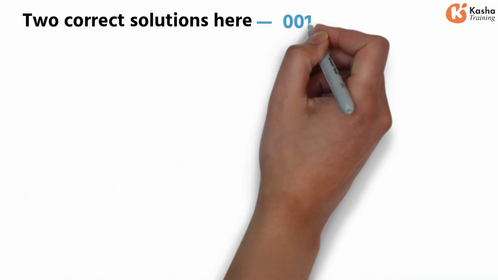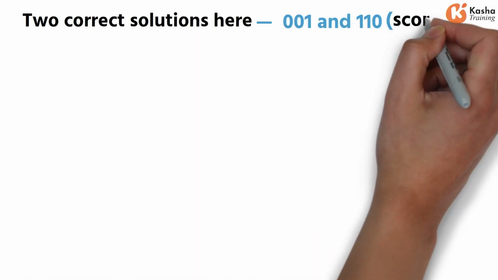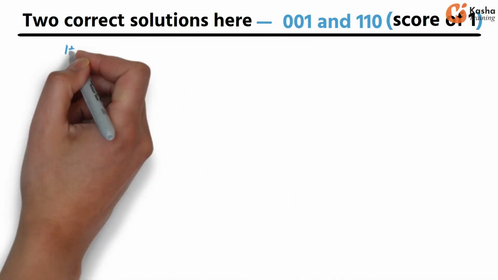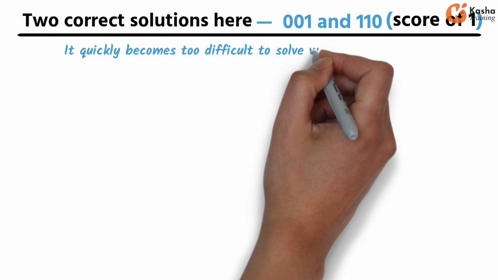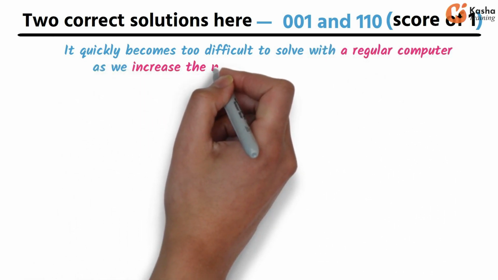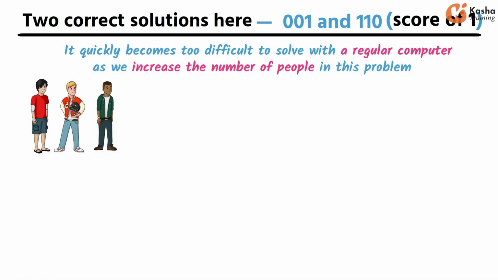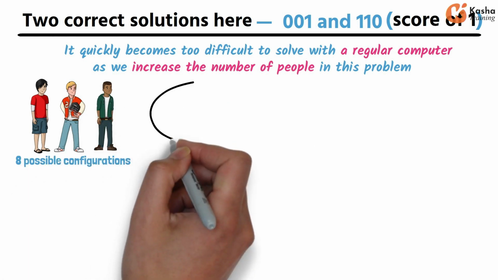As you can see, there are two correct solutions here, 0, 0, 1 and 1, 1, 0, both achieving the score of 1. This problem is fairly simple. It quickly becomes too difficult to solve with a regular computer as we increase the number of people in this problem. We saw that with 3 people, we need to go through 8 possible configurations.